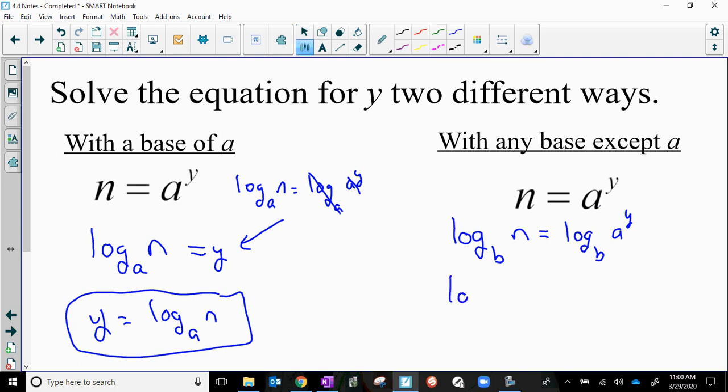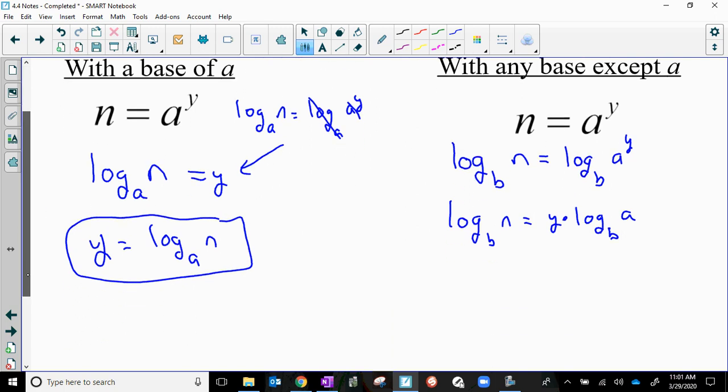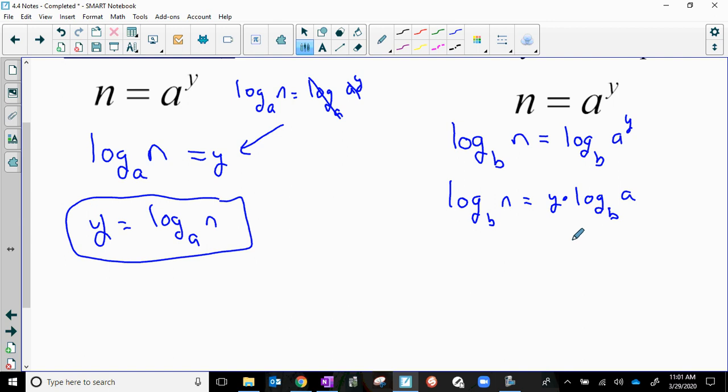We're going to use the property: when you raise a power to a power, you multiply the two exponents. Well, y is an exponent, and the logarithm is an exponent. Now we just have y times something. We know how to solve for that. We've been doing that for a very, very long time. So now you divide each side by log base b of a.